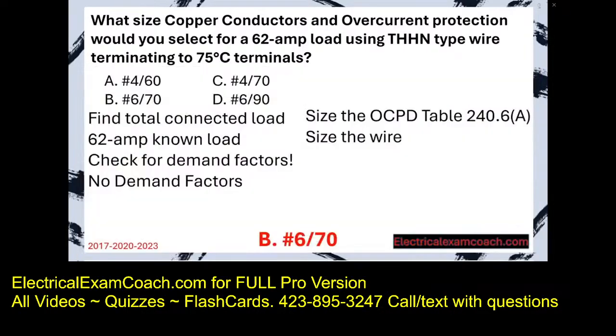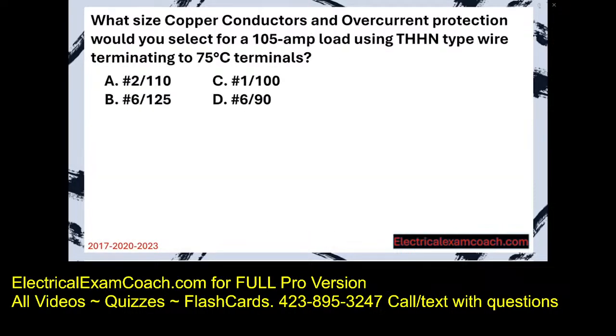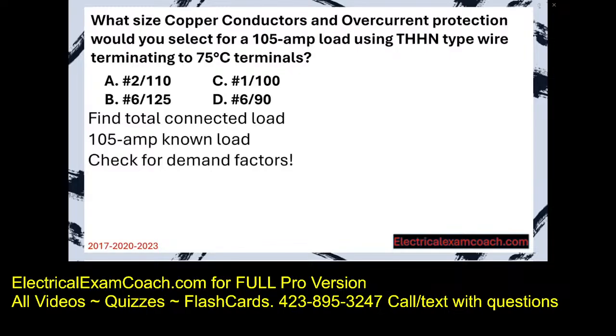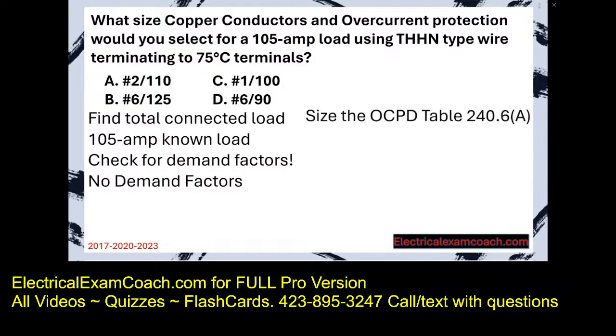Let's get to it. What size copper conductors and overcurrent protection would you select for a 105 amp load using THHN type wire terminating to 75° C terminals? Step 1, we're going to find the total connected load. Our starting known load is 105 amps, but we must check for demand factors. It doesn't mention a specific type of equipment or for how many hours that it's running, so in this case, there are no demand factors. First thing we're going to do is size our overcurrent protective device. For that, we head to table 240.6(A) and choose the next standard size up.